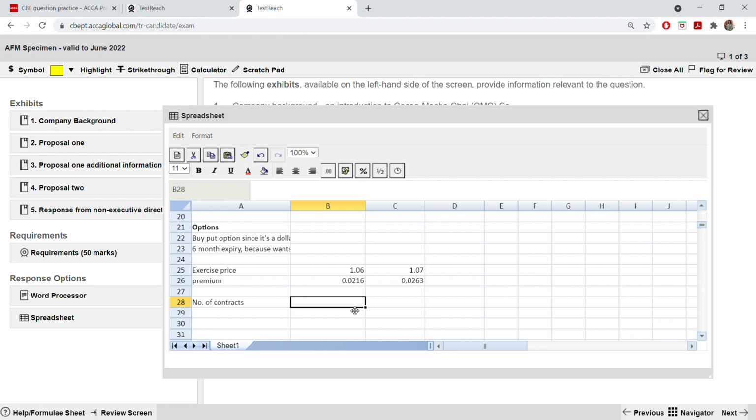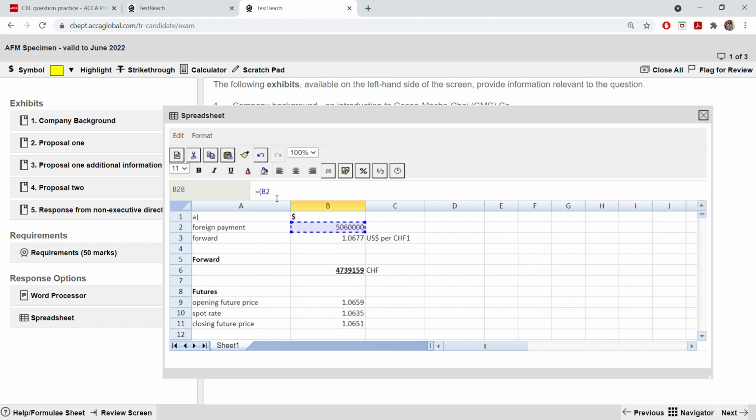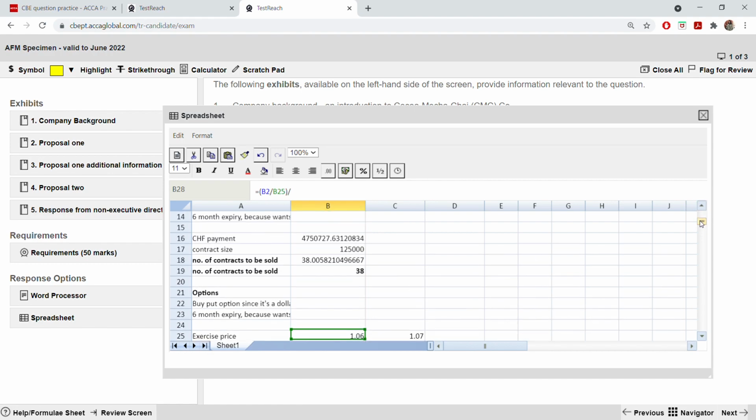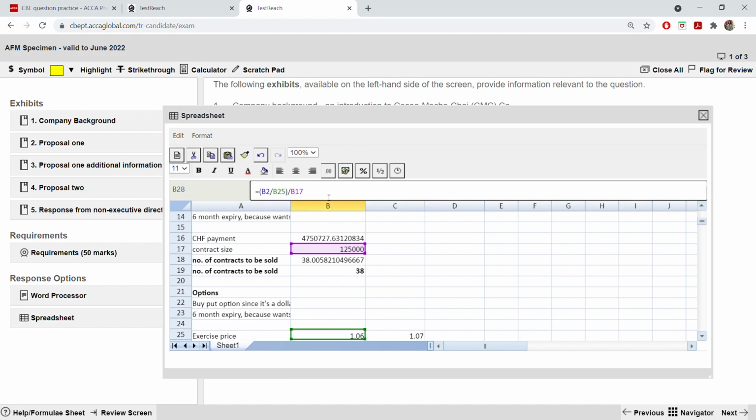Most of the time even the number of contracts is similar. So here, how are you going to convert? We know the payment, equal to, already we wrote the payment up. Divide this by the exercise price. What is the exercise price? 1.06. You have to divide it by the exercise price to first convert it into Swiss franc, then divide by 125,000. Divide this further by the contract size. What is the contract size? Already I wrote it somewhere. This is the reason: once I write it somewhere, it will be helpful for all the other calculations in the future. Close bracket, enter.